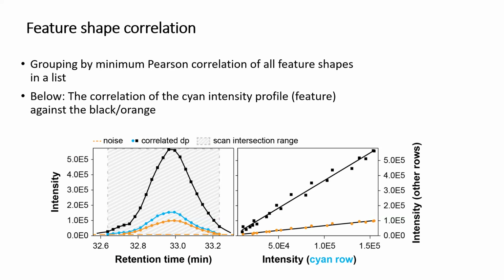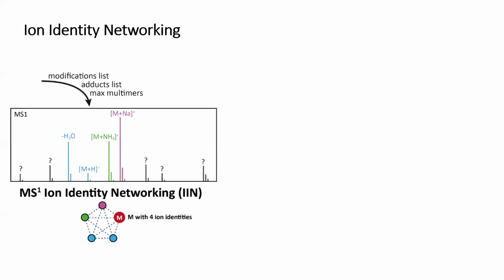Here we have the correlation we spoke about before. Basically, this is the ion identity molecular networking, an important parameter, because it allows us to correlate all the different adducts of the same metabolites. But I will skip it, because it's maybe easier to show you what I'm talking about.